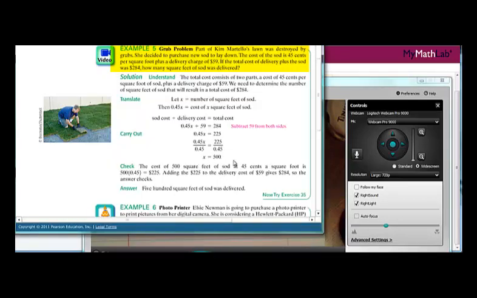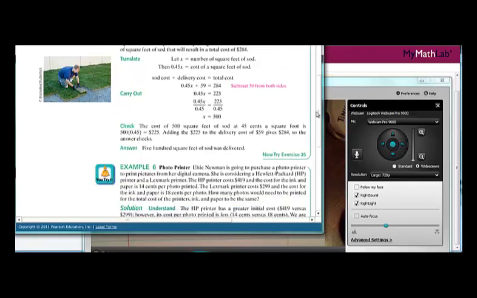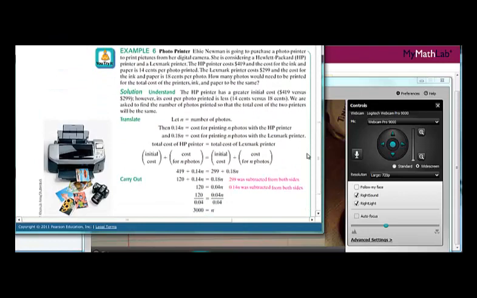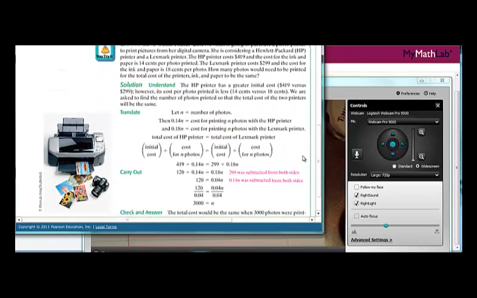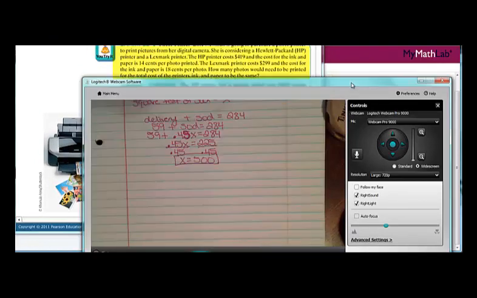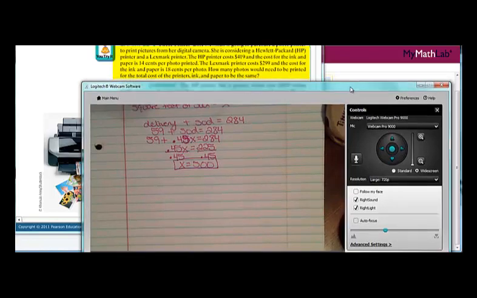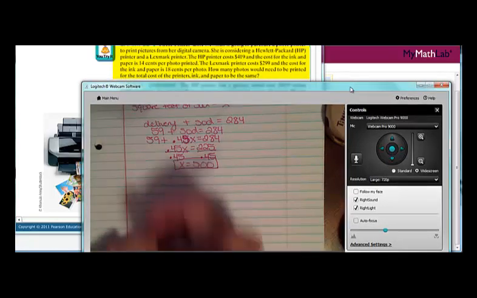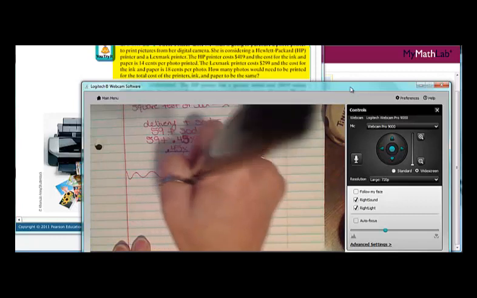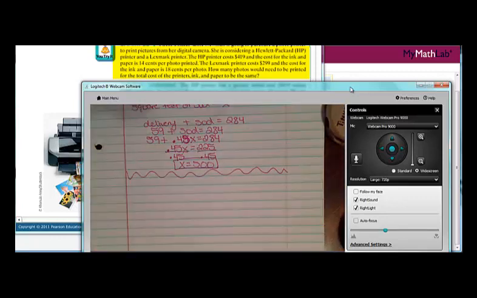So I'm going to move on and do example number 6. Again, I'm on page 183. And I didn't write this one out, so I won't have it for words on my own paper. Okay, example 6 is a photo printer problem. Again, this is another money problem.